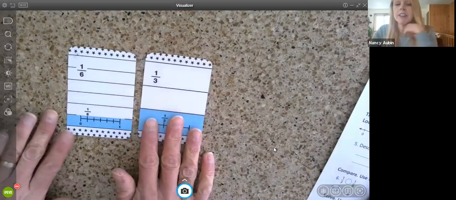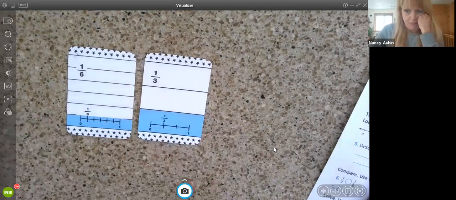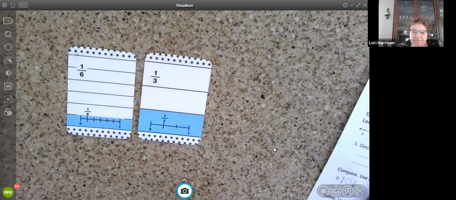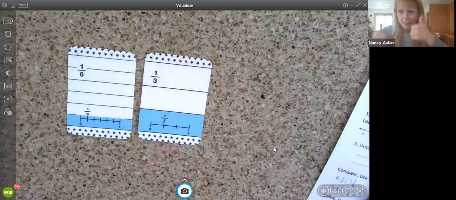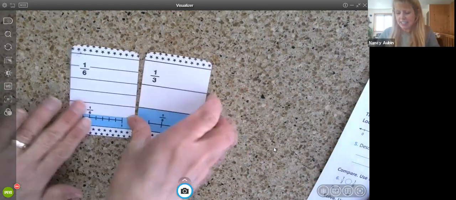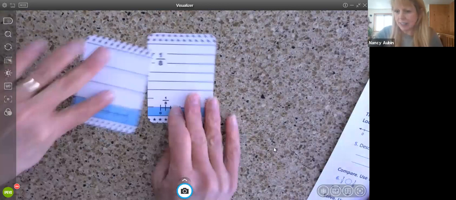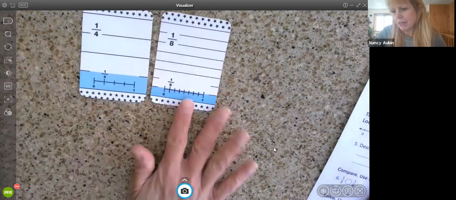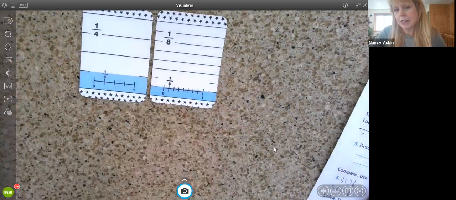Astria, which one's greater, 1/6 or 1/3? 1/3. Can you see it? Can you tell that it's greater? Yes, no, maybe? Yeah. Excellent. All right, what about 1/4 or 1/8? Jensen, which is greater?